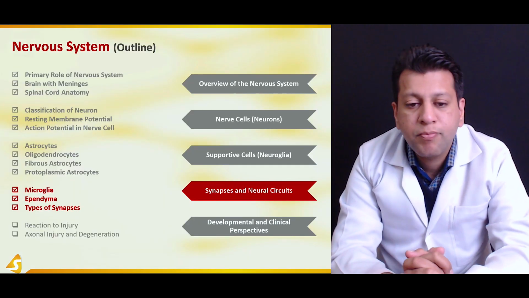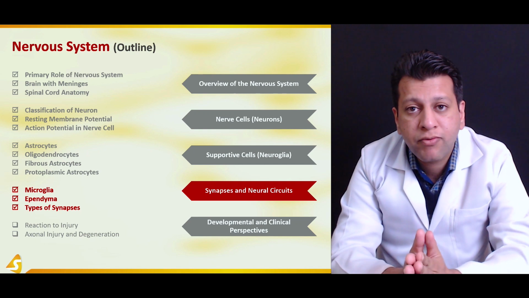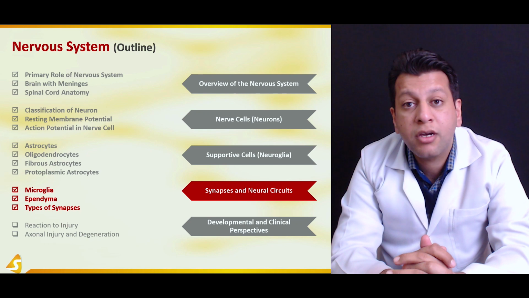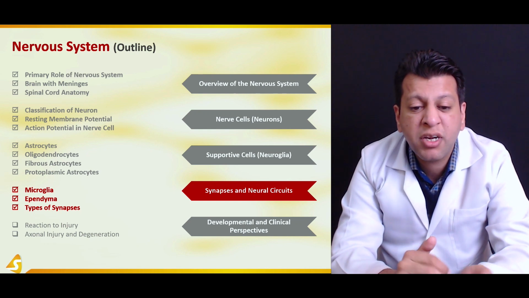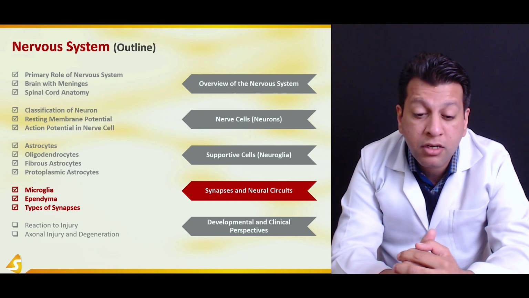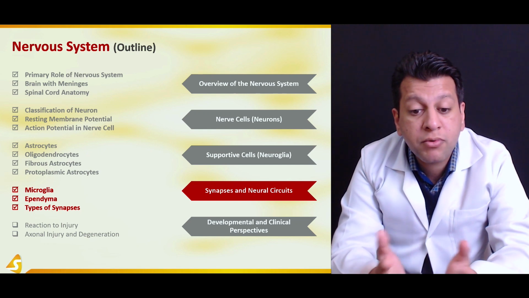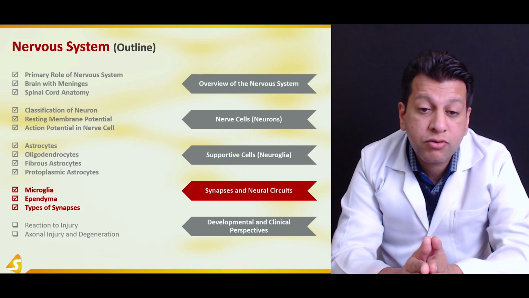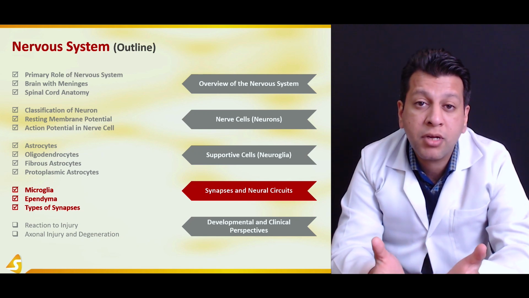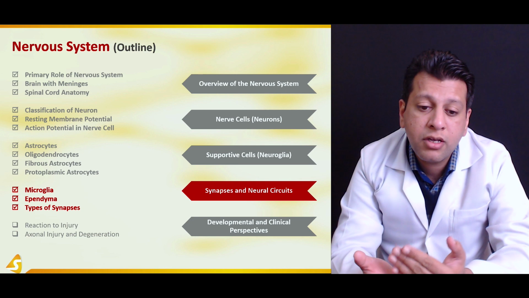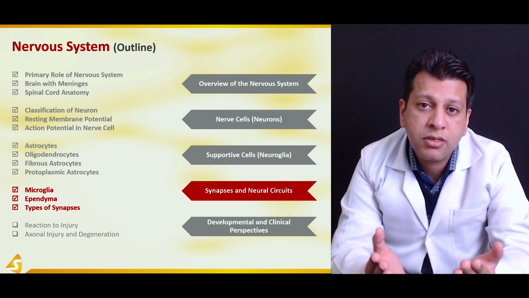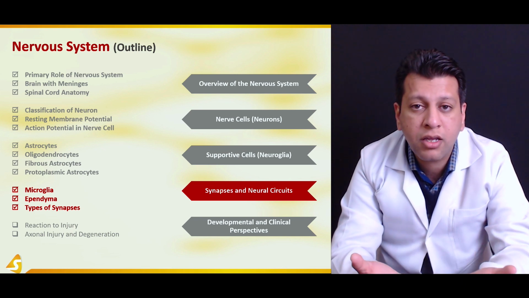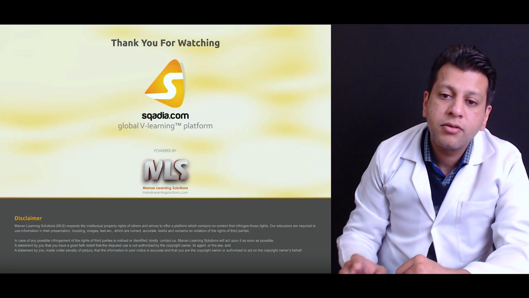In this section, we have covered the other two types of cells in the neuroglia, which include the microglia and the ependymal cells, which include ependymocytes, tanycytes, and choroidal epithelial cells. We've covered different types of synapses, the morphological classification of synapses, what the synaptic cleft is, and how the presynaptic potential is transferred to the postsynaptic membrane via either electrical or chemical mediator. Thank you very much.